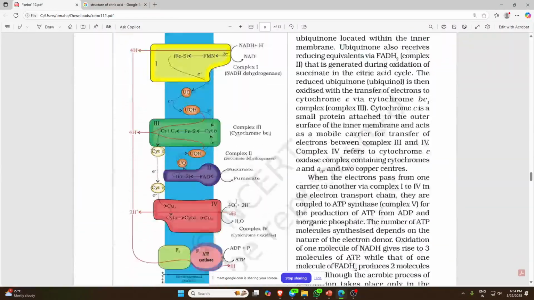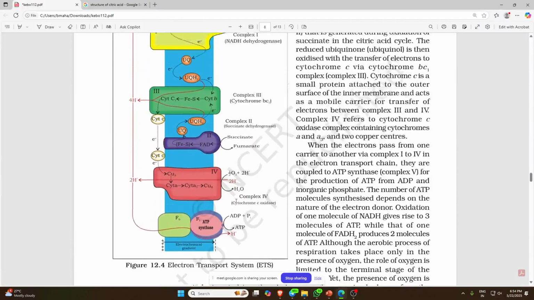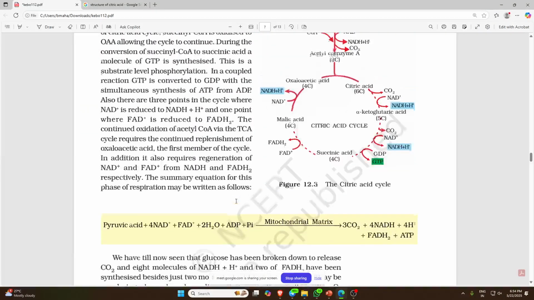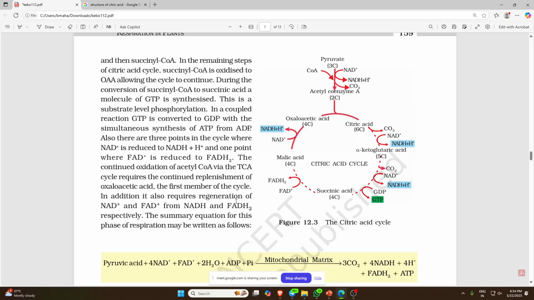Okay, fine. Now, electron transport chain we will study in the next classes. Hope you understand the thing.